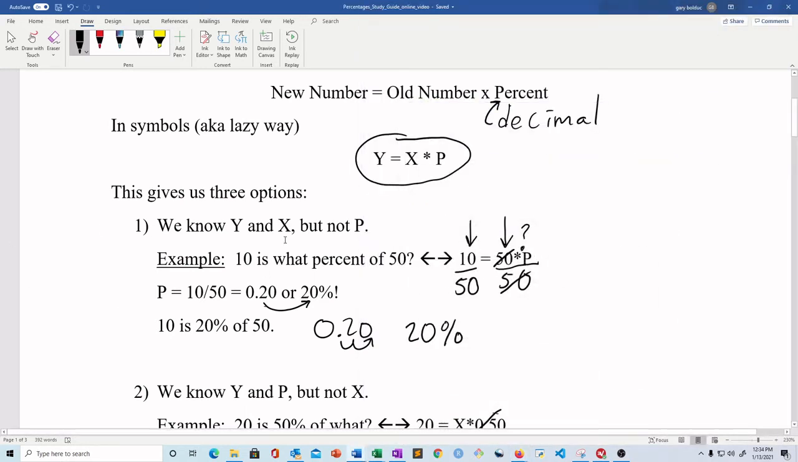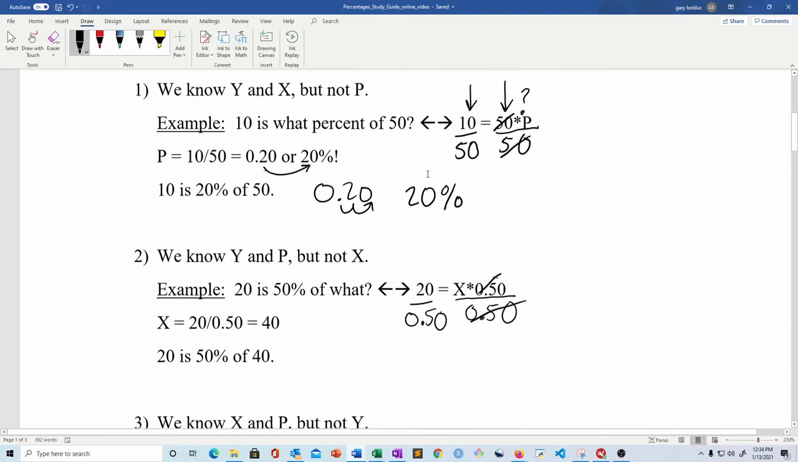Totally fine. But I think doing it this way means I have to remember less. Look, one formula. That's it. You only have to remember one thing: new number equals old number times percent. The only work comes in reading a problem and asking, what thing don't I know? Do I not know the new number? Do I not know the old number? Or do I not know the percent? Okay, so let's move on.